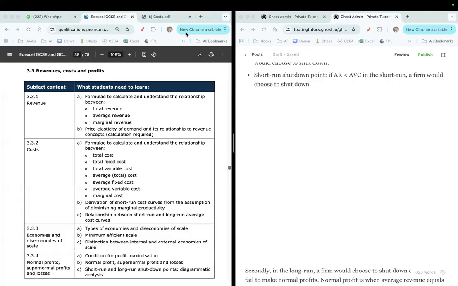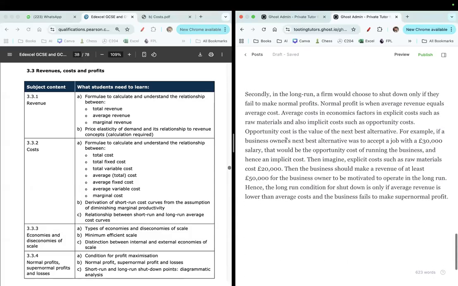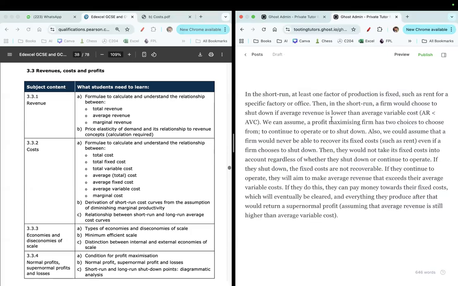I'll just show you a paragraph I wrote. So in the short run, I just defined short run, and I just said a firm would only choose to shut down if average revenue is less than average variable cost. Assume a firm has two choices to make. So they can either choose to continue to operate or to shut down. Okay.